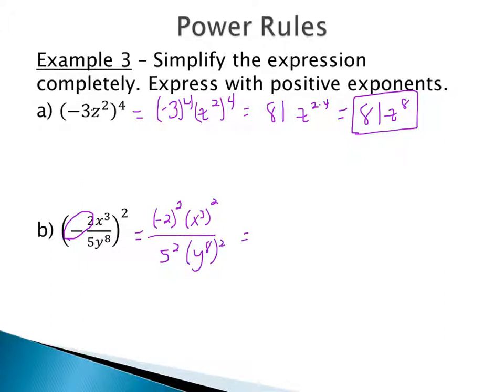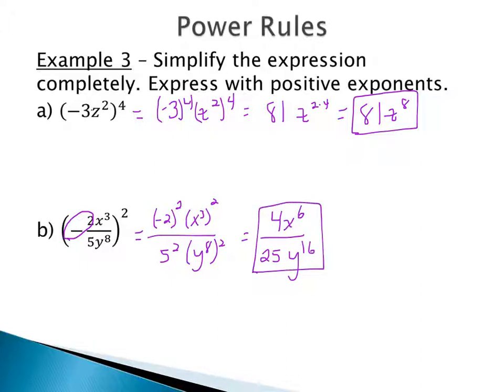So negative 2 squared, we can actually work that out. It's just going to be 4. For the x to the third raised to the second power, that power rule says we would multiply your exponents, so 3 times 2 would end up being 6, so we have x to the 6th. Then in the denominator, we're going to have 5 squared is 25, and then y to the 8 times 2 would just end up being 16, and that would be your final answer.